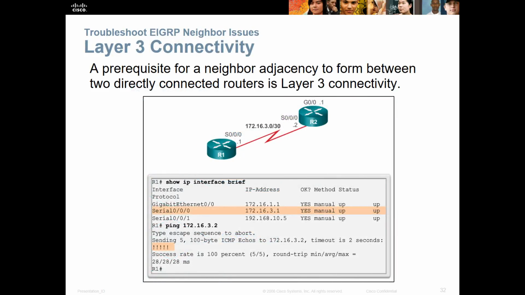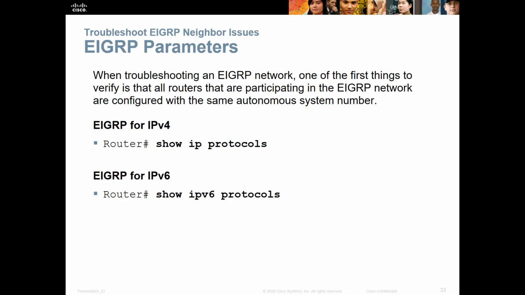Verifying layer 3 connectivity. Are we able to ping one another? Are we able to look at the adjacencies? Here we're looking at a show IP interface brief to see the information between them. If we're wanting to look at the EIGRP parameters, it's going to be a show IP protocol or show IPv6 protocol. So this allows us to look at the specifics of it.